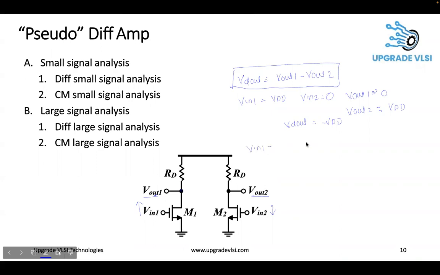Similarly, when V in 1 is 0 and V in 2 is supply, V out 1 will be VDD and V out 2 will be ground. So the differential output is plus VDD. I am assuming this V D sat is ideal and very small, or else you can assume it to be a V D sat in practical circuits. So this is the large signal input and output swing. We will look at the small signal in the next slides.